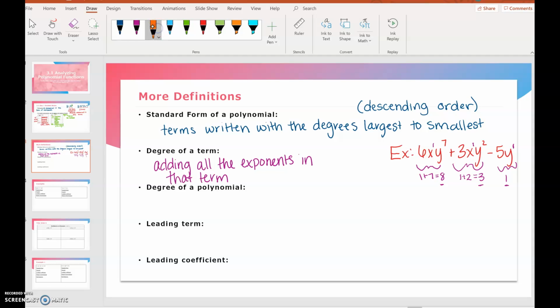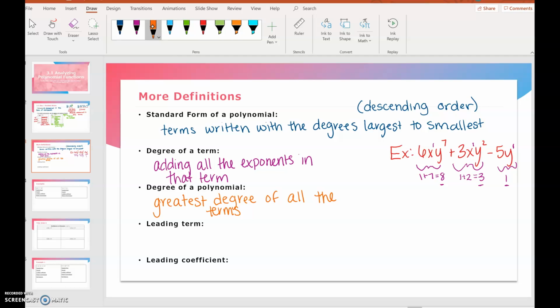So let's look at the next one, degree of a polynomial. So these each have a degree. To say the degree of the entire polynomial, you look at the largest. So the degree of a polynomial is the greatest degree of all the terms.